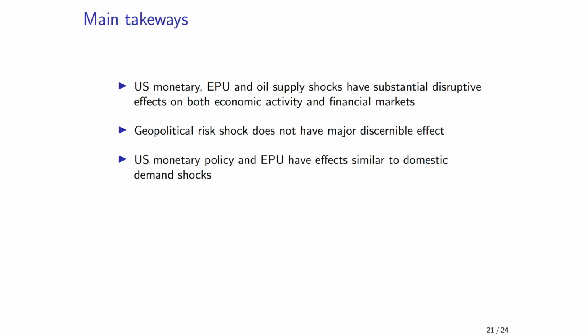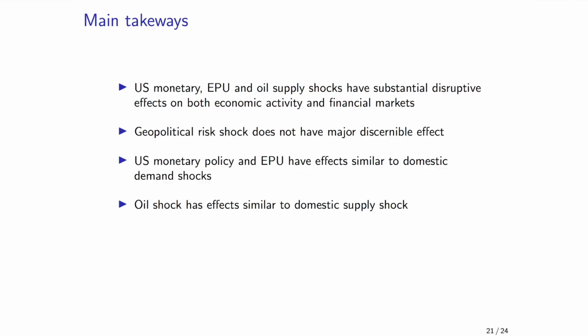In terms of the nature of the response, what we see is that the US monetary policy shock and the economic policy uncertainty shock act more like domestic demand shocks, by which I mean that when the shock hits, both output and prices move in the same direction. Whereas for the oil supply shock, you see that output and prices move in the opposite direction. And so that looks more like what we'd call a textbook supply shock.